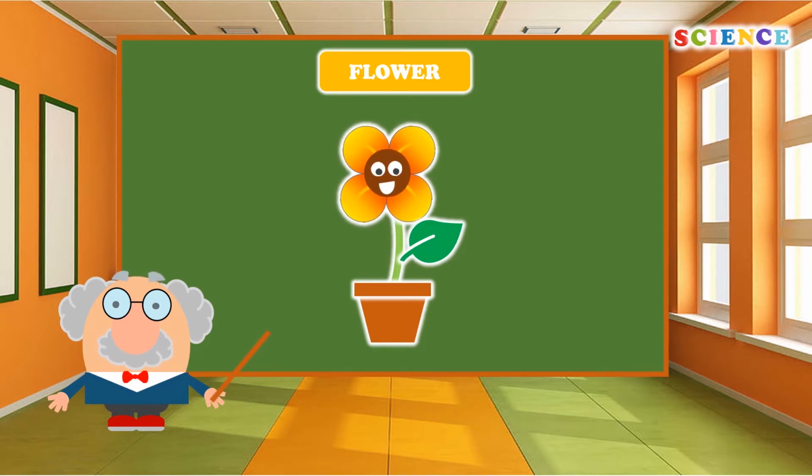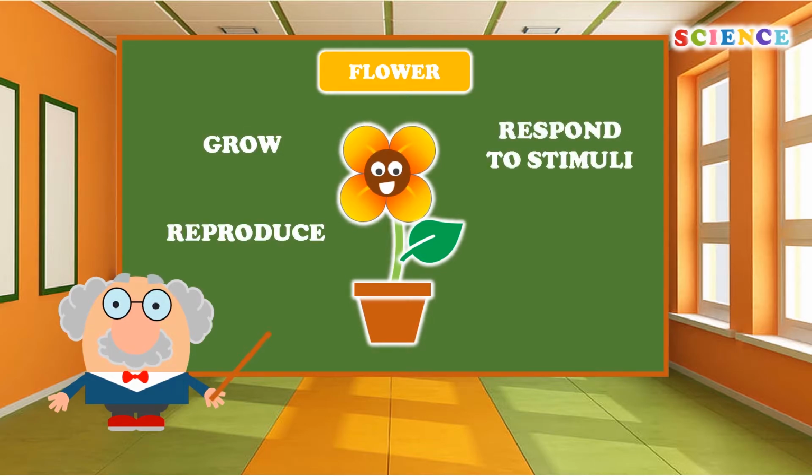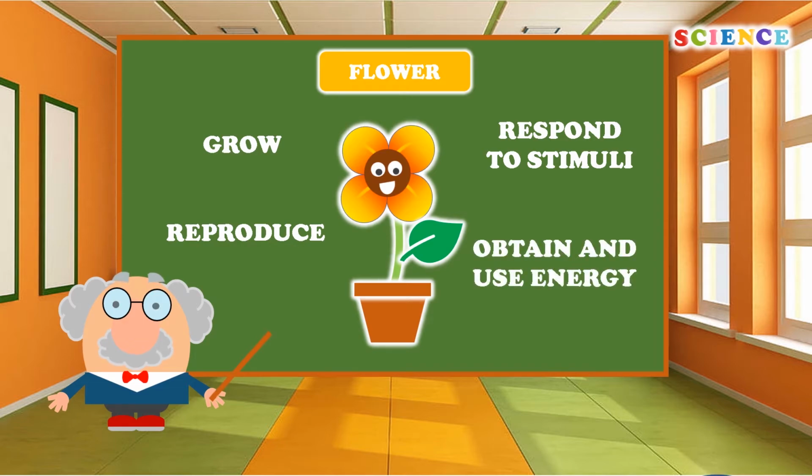That's right. Living things can grow, reproduce, respond to stimuli, and obtain and use energy. These characteristics help living things survive and thrive in their environment.